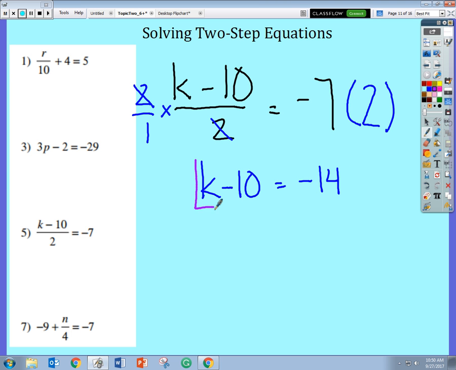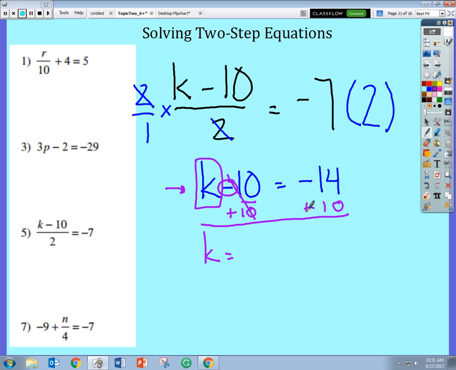Alright, now I have two terms. I have the k and I have the 10. I want to isolate that k by itself. So right now, let's get the k by itself. To get it by itself, we need to get rid of this minus 10. The inverse of subtracting 10 is to add 10. Whatever I do to one side, I must do to the other side. We are gone now from here. That gives us 0 and leaves just that k, which is what I want.